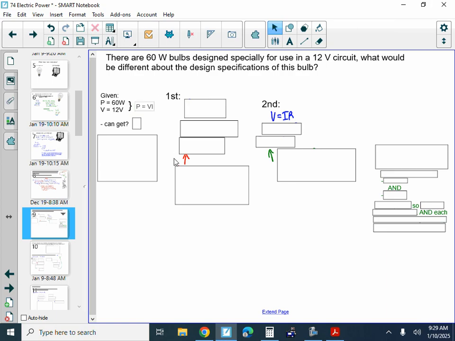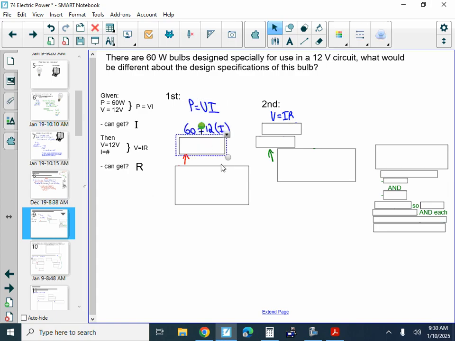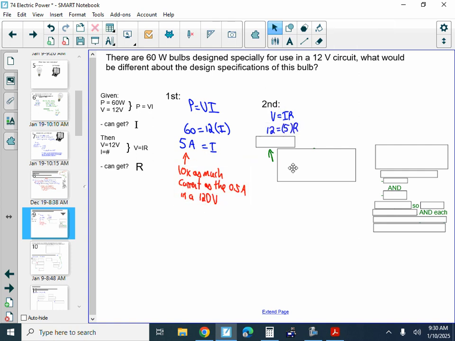So we have 60 watts, 12 volts. Obviously, we can use the power equation, right? So we can get the current, and then once we get the current, we can get the resistance. So let's do that. We got our power and our voltage plugged in. We can get the current. It has to let 5 amps flow. And so we have 12 volts, we have to let 5 amps flow. This thing only has 2.4 ohms of resistance. Okay, so it has much less resistance to allow more current to flow.